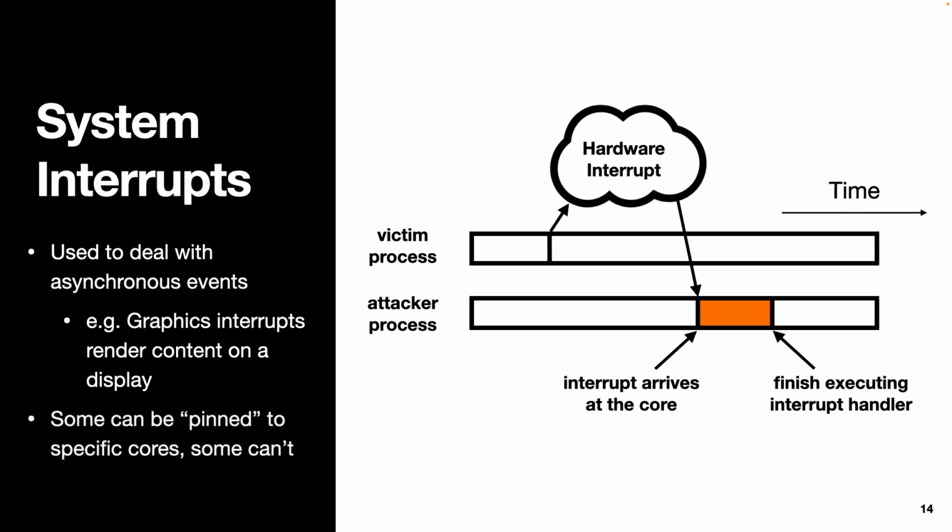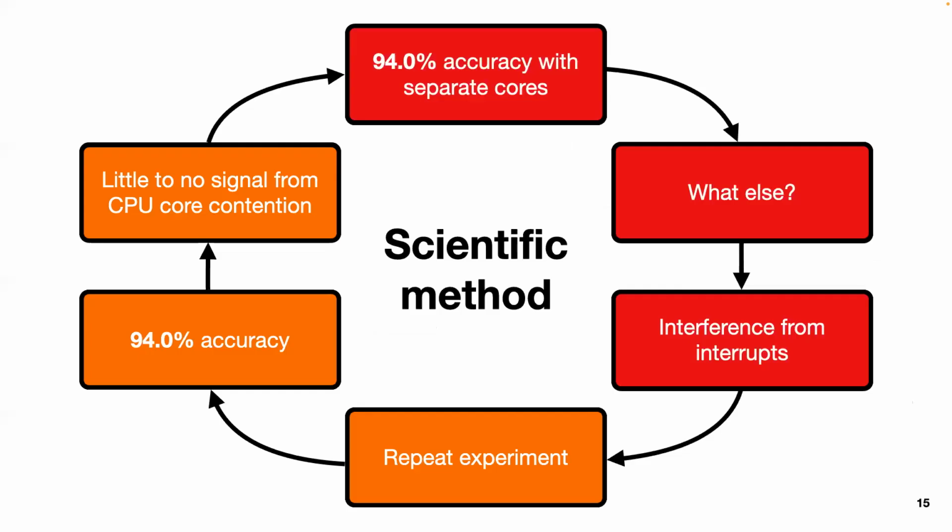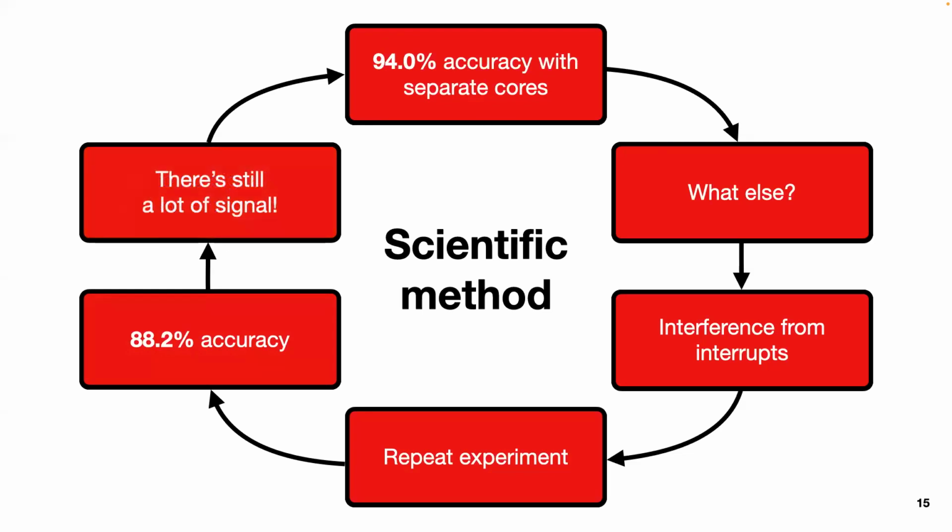Crucially, and I'll get into this in a second, only some of these can be pinned to specific cores. Some of them can't. So we're going to run this experiment with all of the movable interrupts diverted from the attacker's core. When we ran this experiment, we got 88% accuracy, which is a decrease of 6%. So there might be some signal here, but there's still a lot left. 9 times out of 10, the attacker is essentially able to guess exactly which website you're visiting. So there's still a lot of signal.